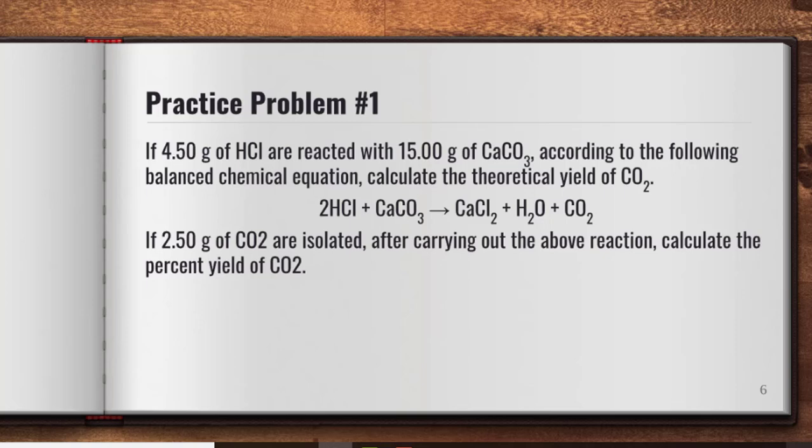So we got a couple things going on here. First off, nice, we are given a balanced chemical equation. That's going to make things a lot easier for us. Also notice that we are given grams of one reactant and grams of another. And it's asking us to calculate the theoretical yield of CO2.